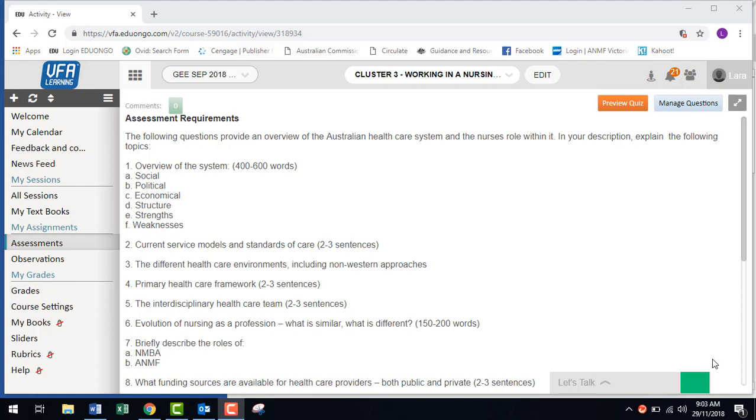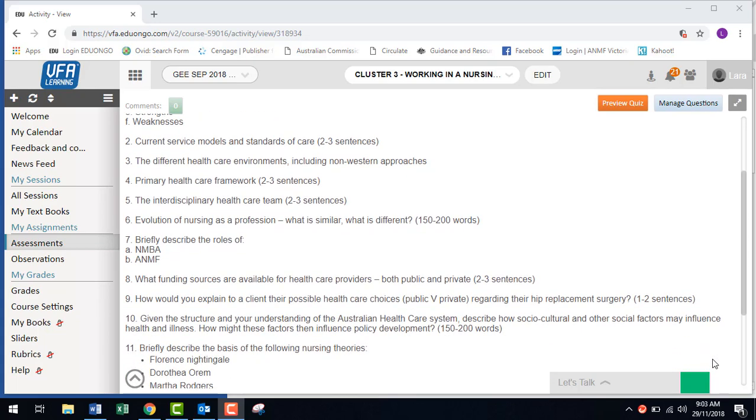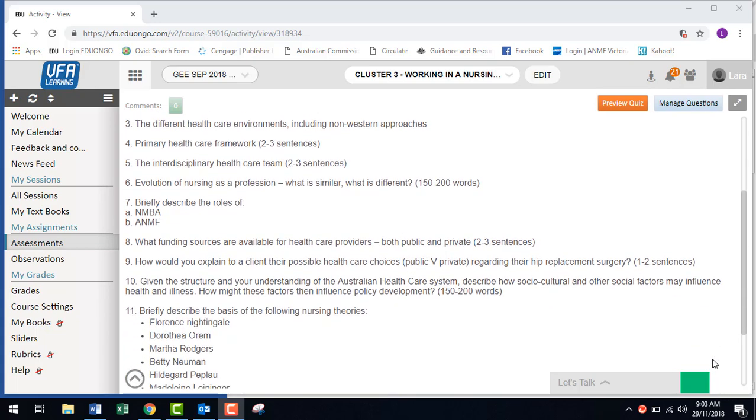Number 5, the interdisciplinary team: who participates in the planning and management of patients. Number 6, the evolution of nursing. Basically looking at the history of nursing and what are the things throughout the history of nursing that are the same and what are the things that are different. Number 7, this should be fairly easy. It's just describe what the NMBA is and what the ANMF is.